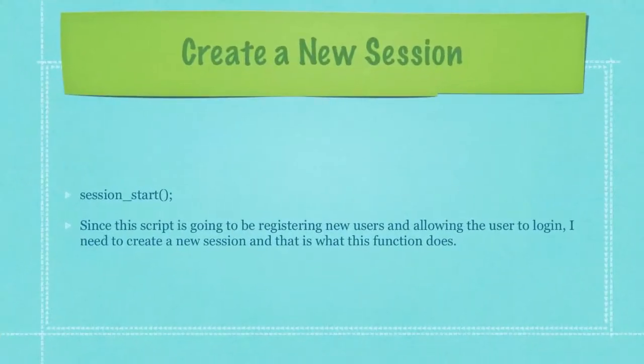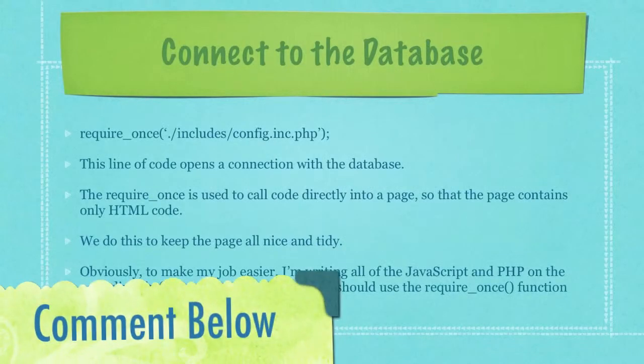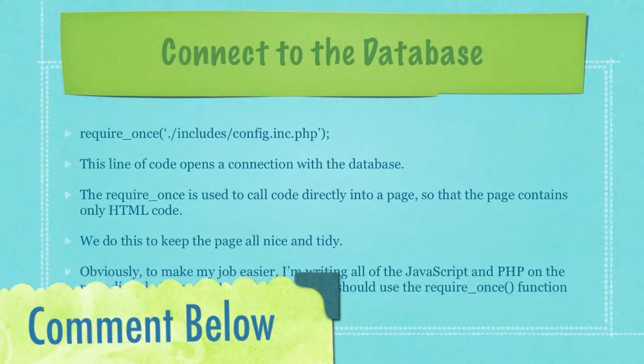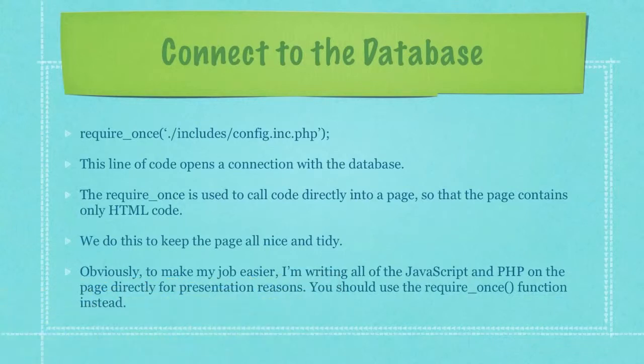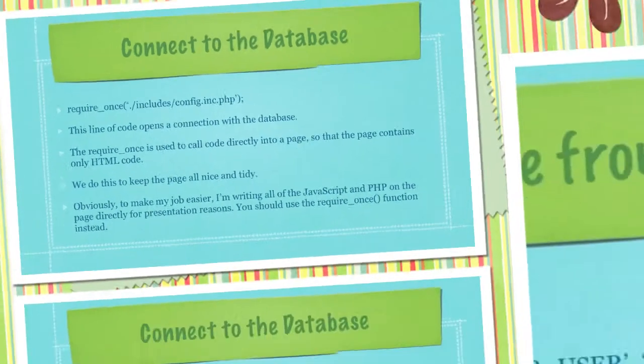Since this script is going to be registering new users and allowing the user to log in, I need to create a new session, and that is what this function does. This line of code opens a connection with the database. The require_once is used to call code directly into a page so that the page contains only HTML code. We do this to keep the page all nice and tidy. Obviously, to make my job easier, I'm writing all of the JavaScript and PHP on the page directly for presentation reasons. You should, however, use the require_once function instead.